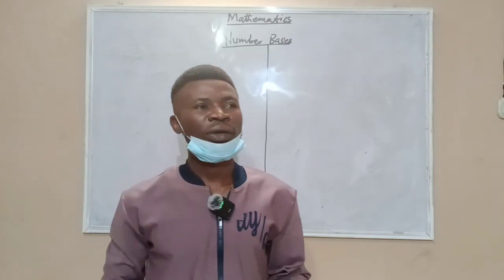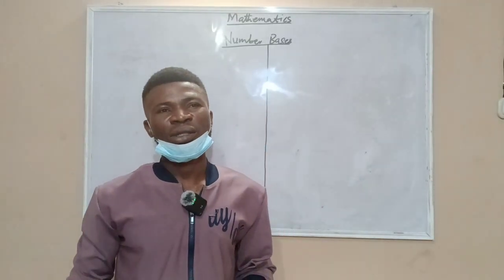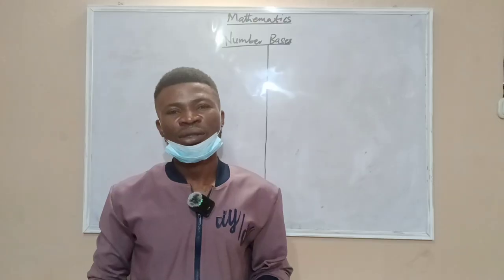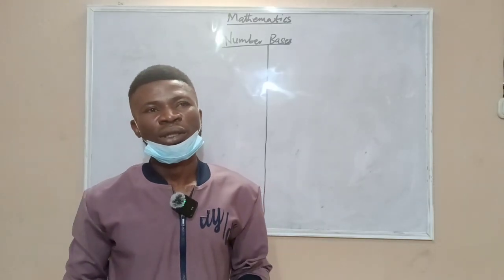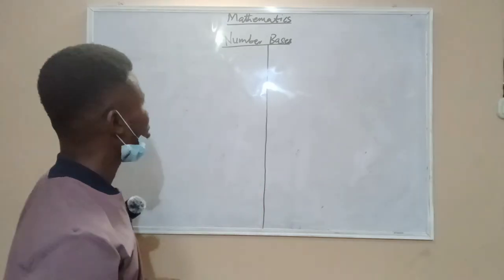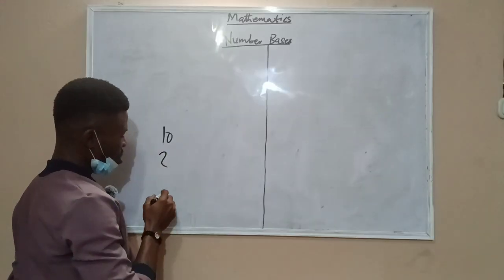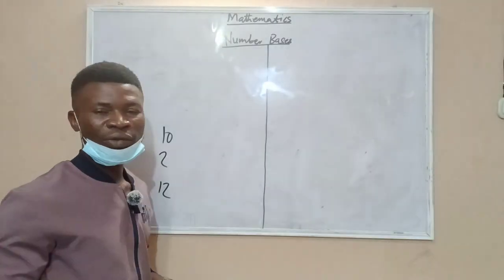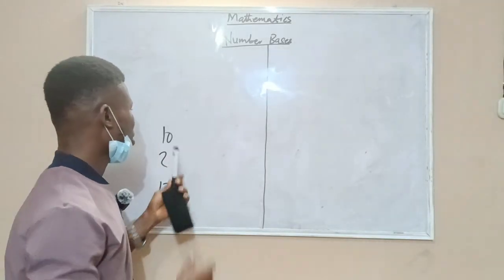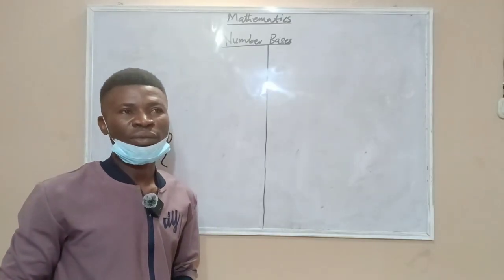Today we want to look at a very important topic in mathematics, which is number bases. Number bases can be said to be the different systems we use to count or represent numbers. For instance, we have base 10, base 2, and even base 12. The base of a system tells you the number of unique digits available.